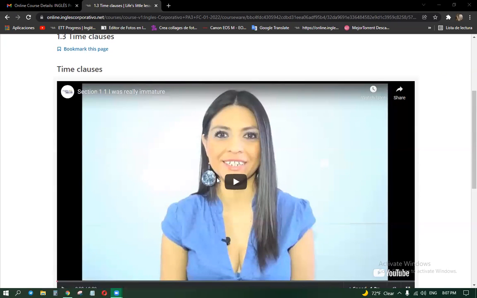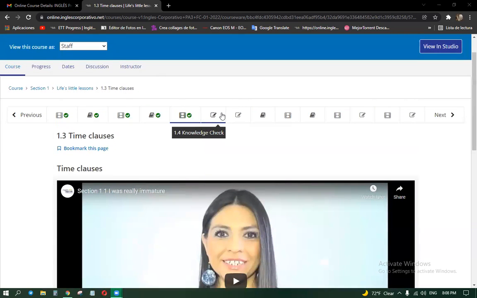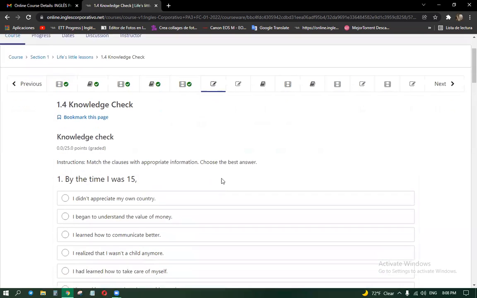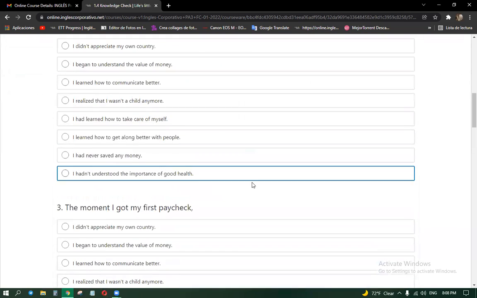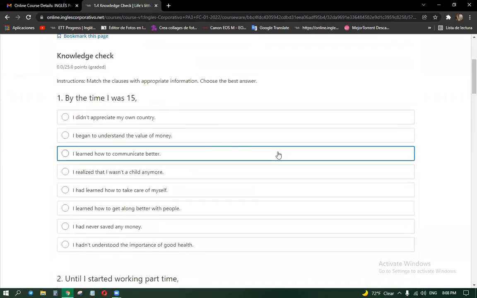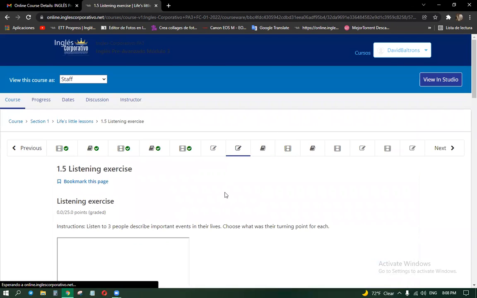It's when it contains a time word. Yes, it's the same explanation. It's a group of words that has a subject and a verb, and it's talking about a time. It mentions a time word, for example, before, when, after, until. Okay, so let's continue. We did this yesterday, remember?